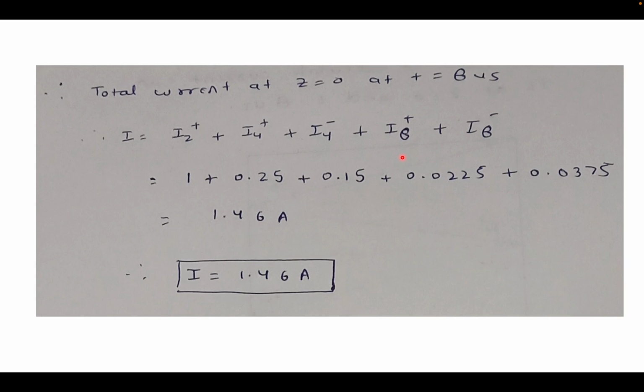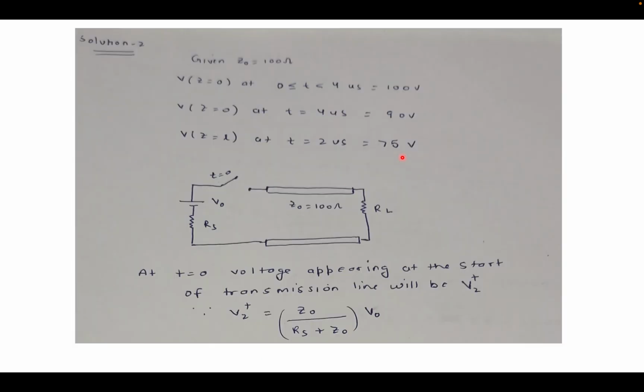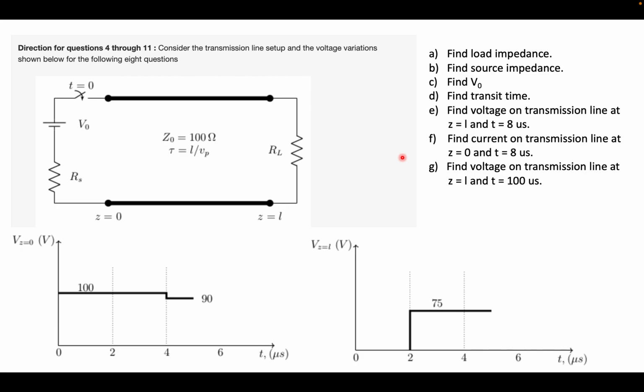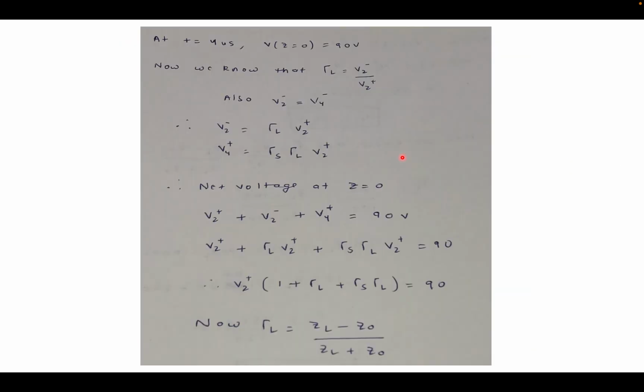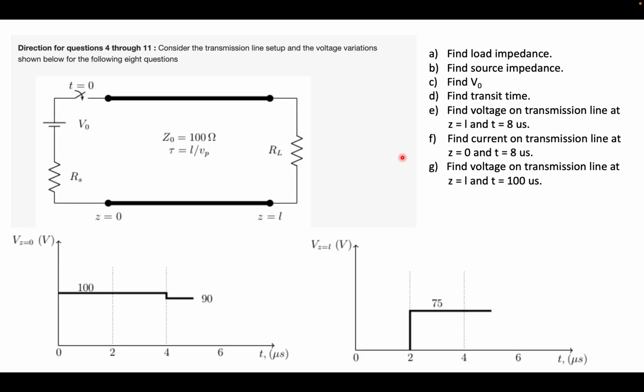Okay, so now let's come on to the last part of this problem. Now it's asking to find the voltage on the transmission line at z is equal to L and t is equal to 100 microsecond. So basically now you need to calculate after a very long interval, at t is equal to 100 microsecond and at z is equal to L. On the right boundary at t is equal to 100 microsecond, what will be the voltage?